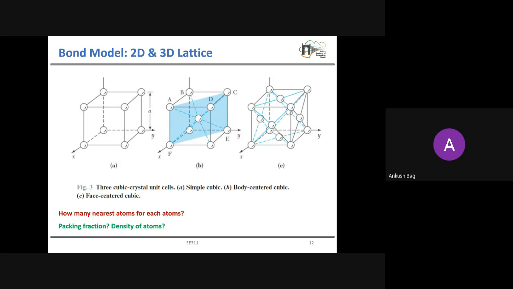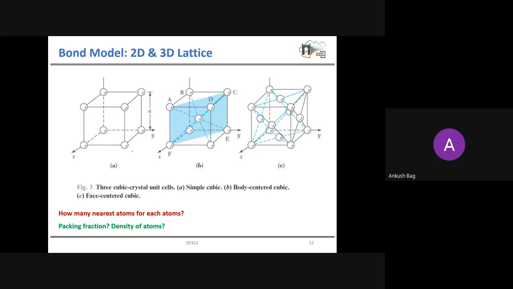Now here we have these three, I would say, very basic unit cells. The first one is the simple cubic. In simple cubic you have 8 atoms at the 8 corners of this particular cube. Cube means all the angles between A, B, C are 90 degrees, and A equals B equals C, of course. So this is a cubic, or simple cubic, crystal.